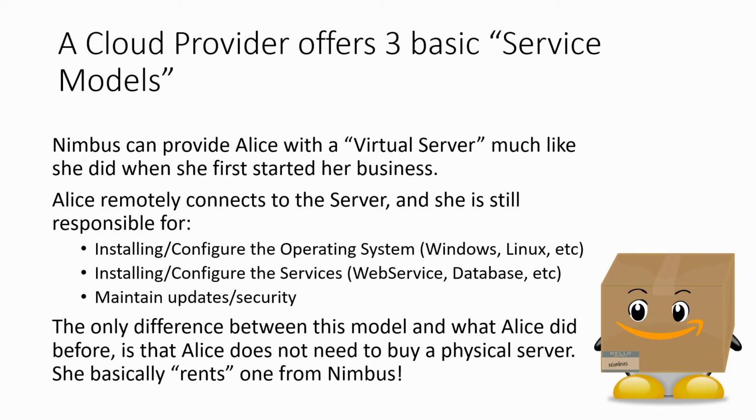So basically, if we look at Alice's original approach, she purchased a server herself and connected it to the internet. Well, what Nimbus can do is give us that server. So it's like we're renting that server from Nimbus. And Nimbus can provide remote access to that server. And then Alice can log into that server and install the operating system. So maybe she wants to install Windows or Linux. She can install her services like a web server, database, all of that.